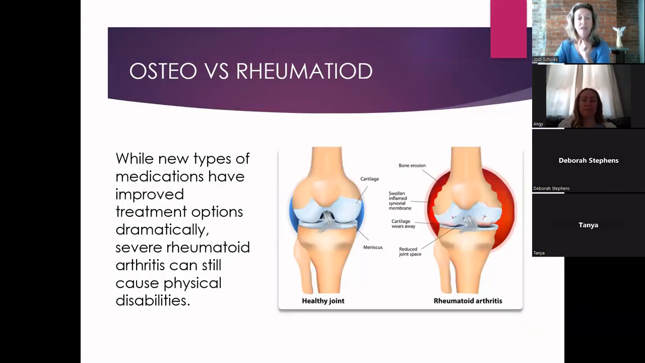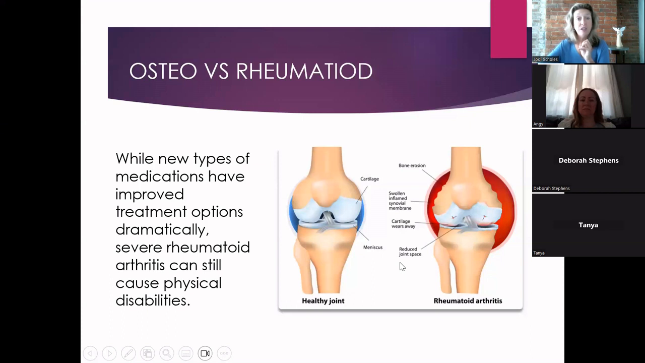Let's just do a quick comparison. This is a healthy joint. This is evidence of rheumatoid arthritis. So it not only has the bone erosion, it's swollen, it's inflamed, the cartilage is wearing away, and there's reduced joint space. That looks a lot different.